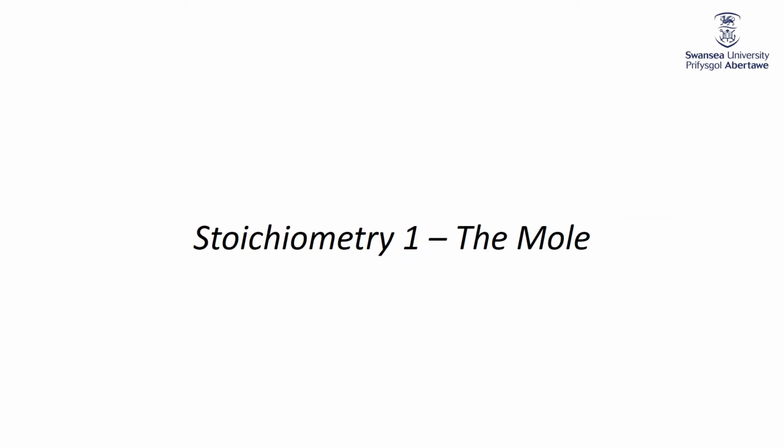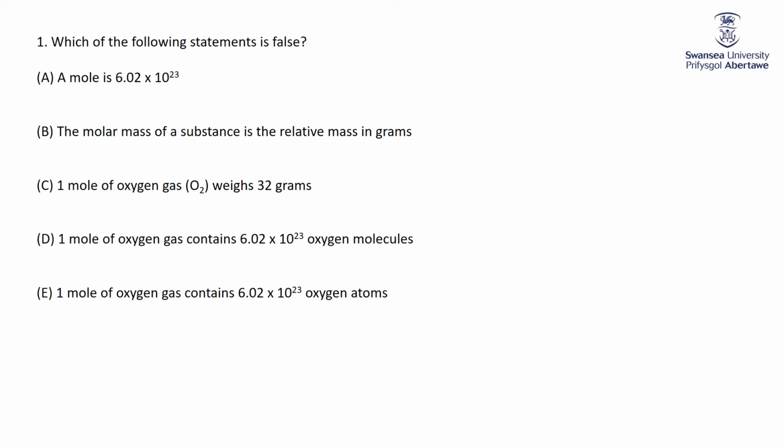So we'll start off simply with the definition of the mole. This first question is very much a holistic question about it. First of all, is a mole 6.02 times 10 to the 23? Absolutely, that's exactly what it is. A pair is 2, a dozen is 12. A mole is 6.02 times 10 to the 23.